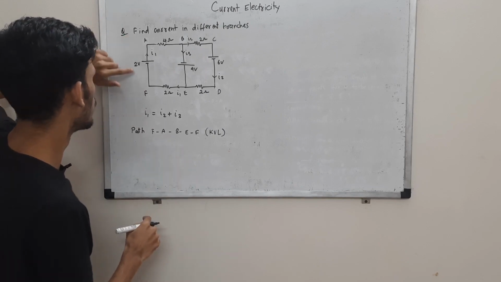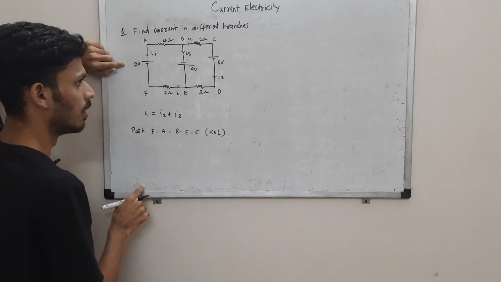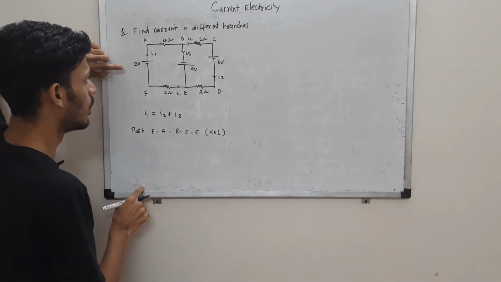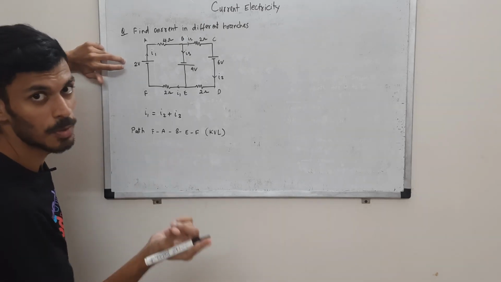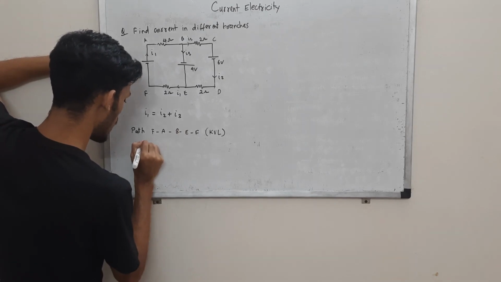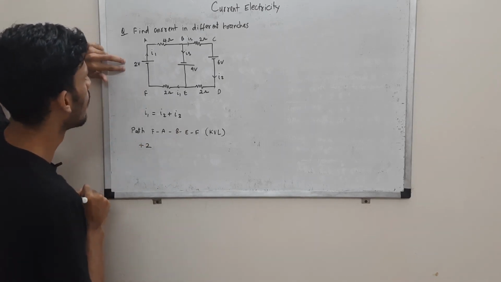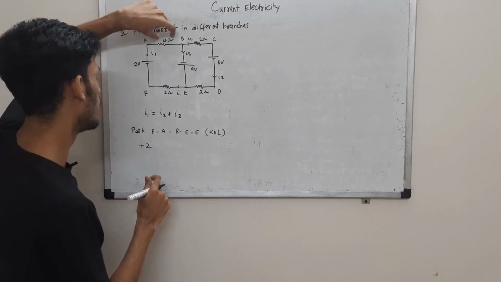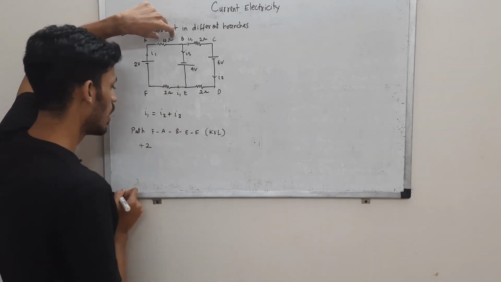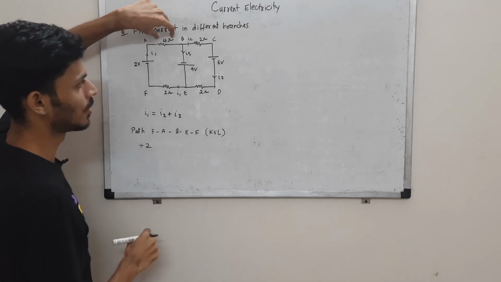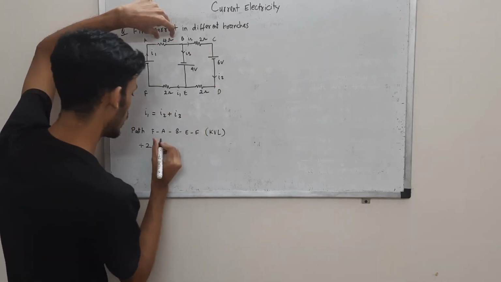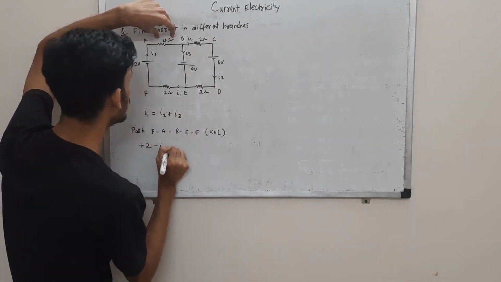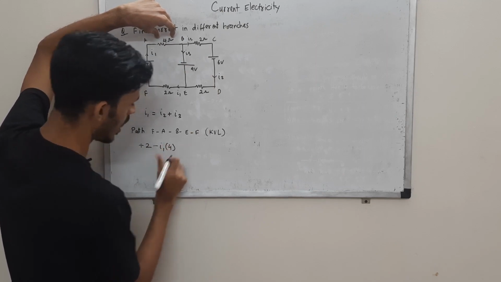First thing, we come across a source, and we are moving from negative to positive, so gain across the source: plus 2 volts. Then we move from A to B. We have a 4 ohm resistor. I1 is the current, and we are moving in the direction of the current, so minus I1 times 4, I1 times R.